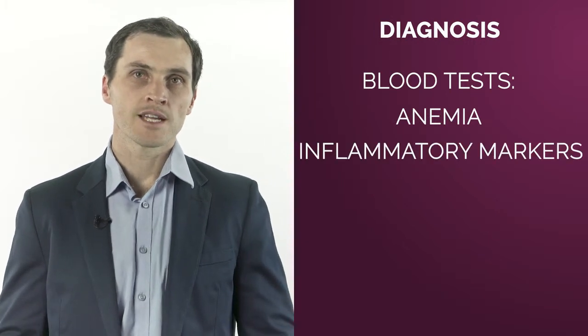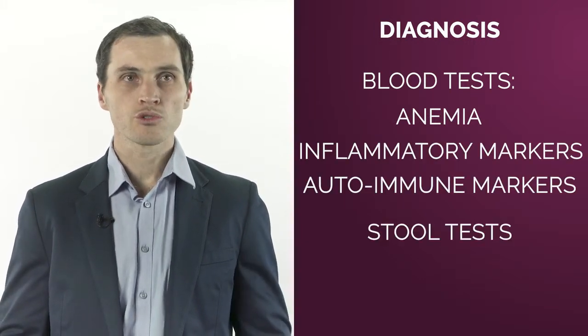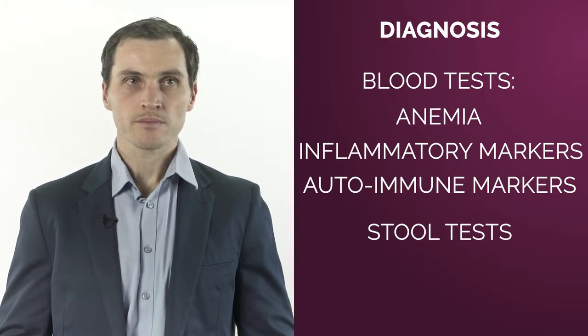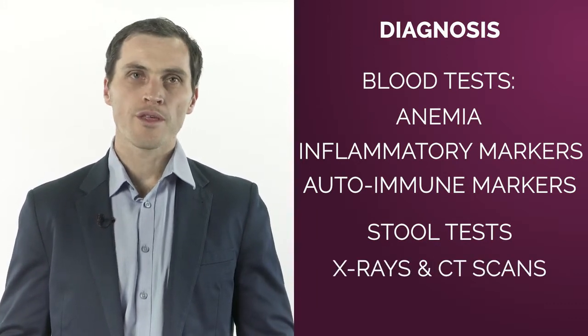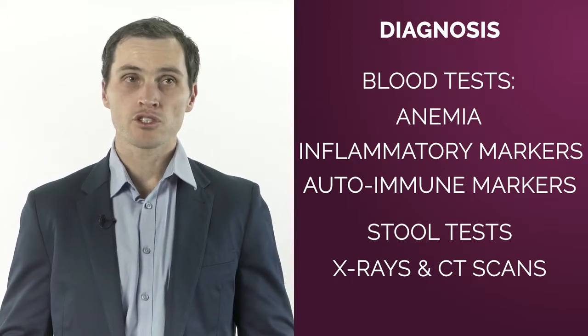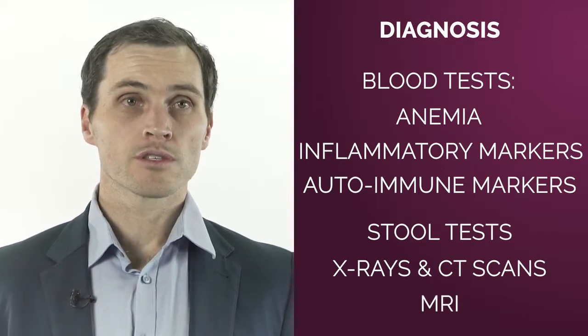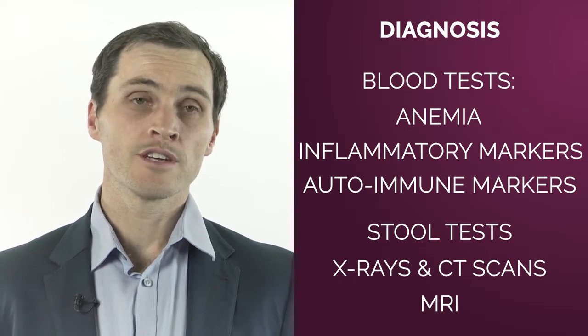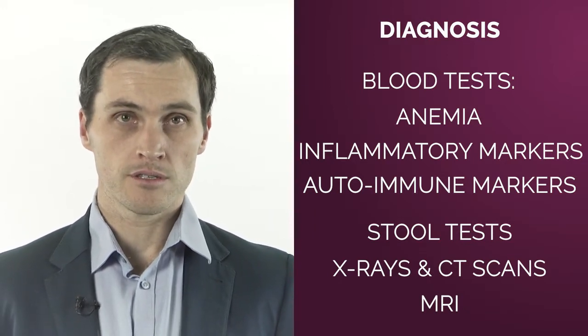So, how does one diagnose Crohn's disease? The short answer is that there are many tests that can be used to diagnose it, and there's no single one test that is used above another in order to make an accurate diagnosis. Firstly, blood tests can be used to check for anemia, inflammatory markers, and other autoimmune markers. Stool tests can check for blood in the stool. X-rays and CT scans, with and without contrast, can check for damage to the bowel wall. MRI use is becoming increasingly more popular and is also a very accurate mechanism to diagnose Crohn's disease.